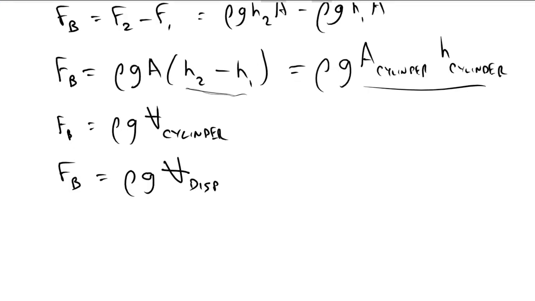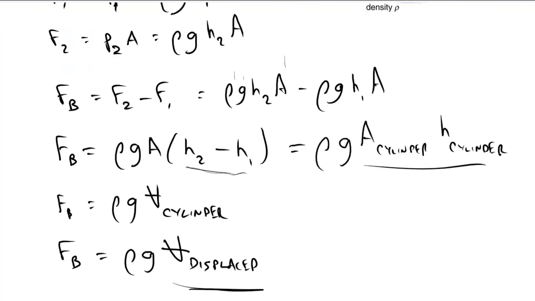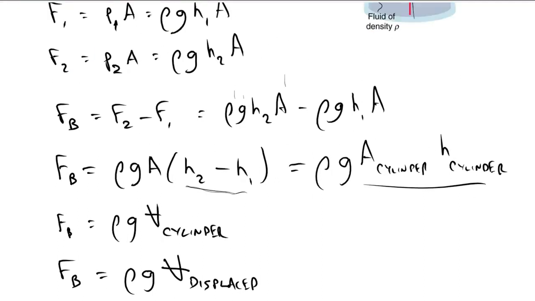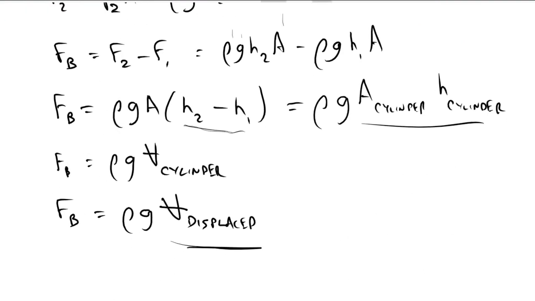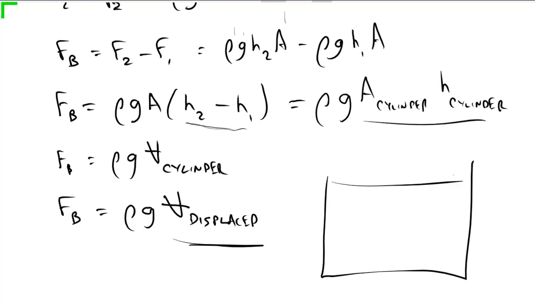So say volume displaced by the object which is in the fluid. So this is actually a very important key point later. If it's fully submerged, the volume displaced is the volume of the object. If it's only partially submerged, let's say that you have something over here. Here's your liquid level.